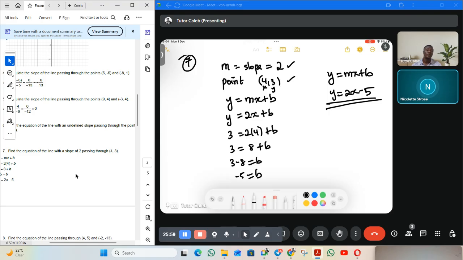Yeah, I might have to go over that again tomorrow, but I do understand the other stuff that we went over. What I did in question 7, do you understand it? No, I understand that you have the formula of a straight line. Yes. But I understand that m is slope, so you put 2 because it says a slope of 2 passing through. Yes. And then you put plus b because it's still the formula.